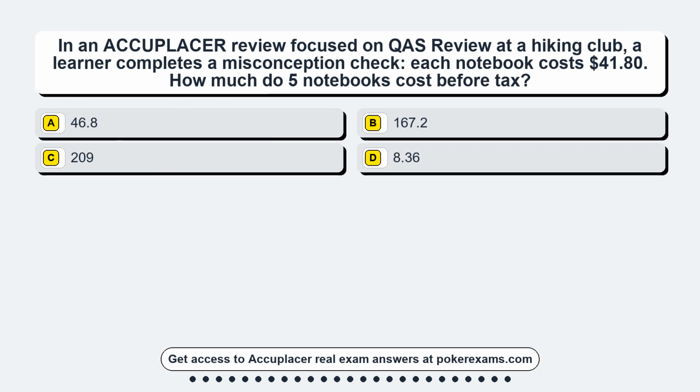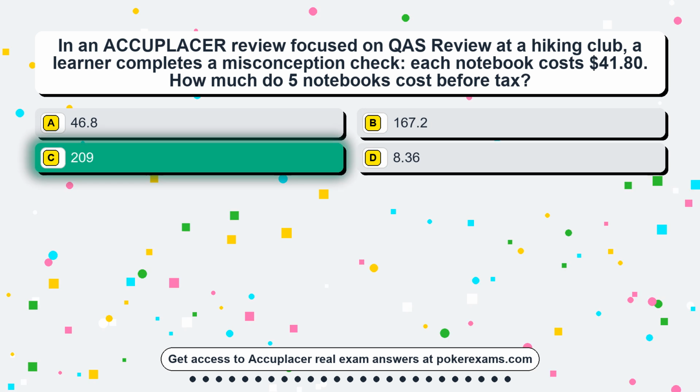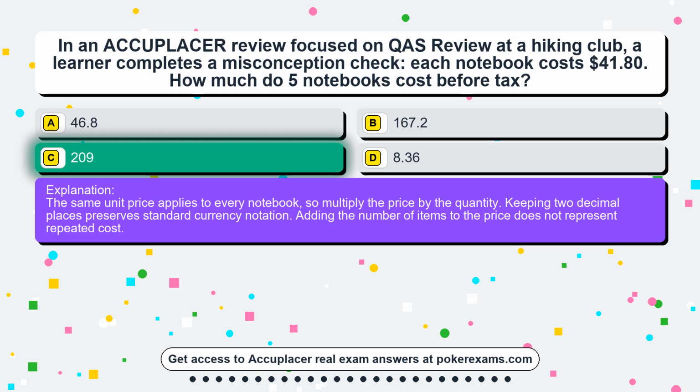Question 17. In an ACCUPLACER review focused on QAS review at a hiking club, a learner completes a misconception check. Each notebook costs $41.80. How much do 5 notebooks cost before tax? Option A, 46.8. Option B, 167.2. Option C, 209. Option D, 8.36. The correct answer is option C, 209. The same unit price applies to every notebook, so multiply the price by the quantity. Keeping 2 decimal places preserves standard currency notation. Adding the number of items to the price does not represent repeated cost.